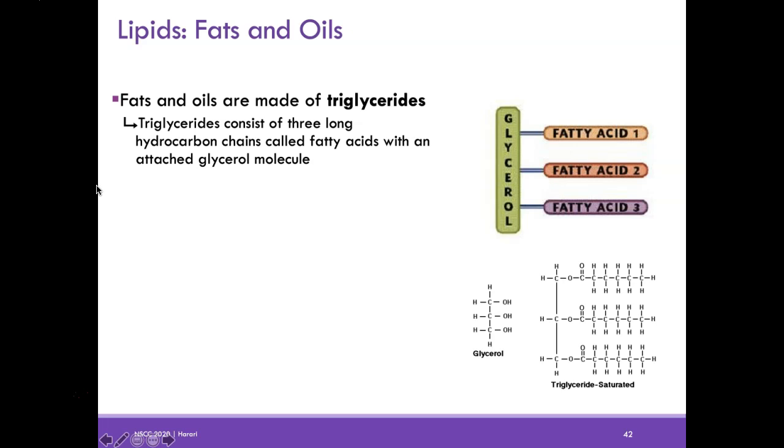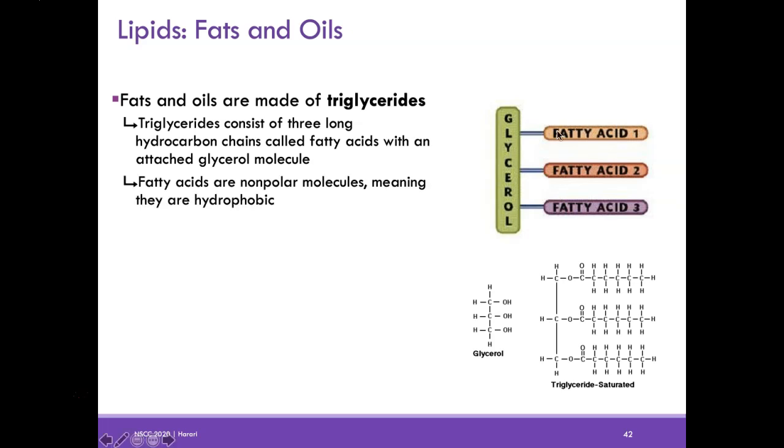Fats and oils are made of triglycerides, and triglycerides themselves are molecules that have three fatty acids. That's what's called triglycerides. It has three fatty acids attached to an alcohol molecule of glycerol. So a triglyceride is a glycerol with three fatty acids, and these are the building blocks of fats.